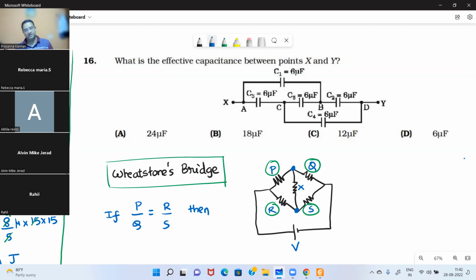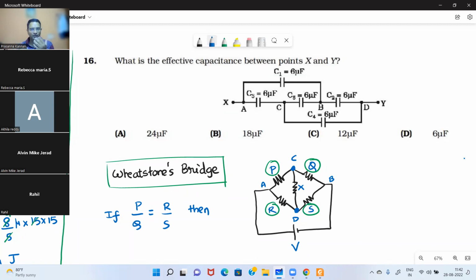If P by Q becomes equal to R by S, or P by R becomes equal to Q by S, then these 2 points, let's say this is A, this is B, this is C, and this is D, C and D will be at the same potential. There will be no potential difference between C and D. Because of that, no current will flow through the resistor X.